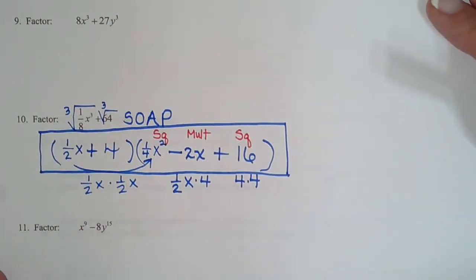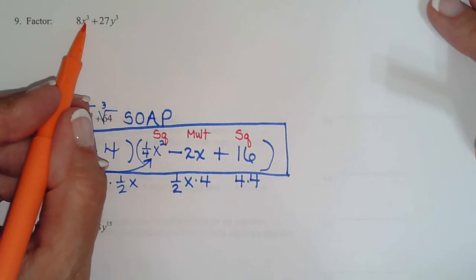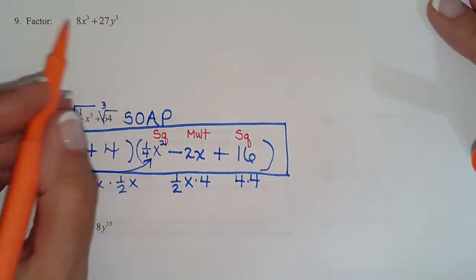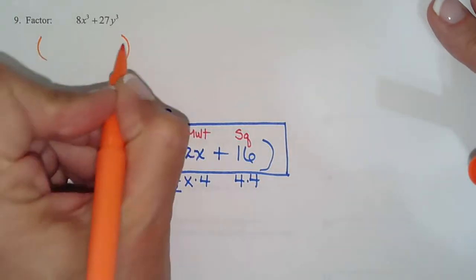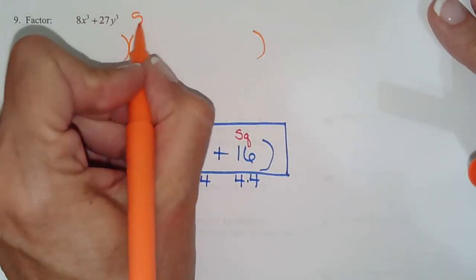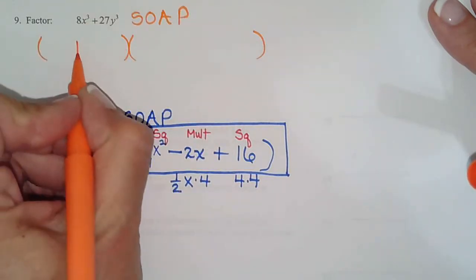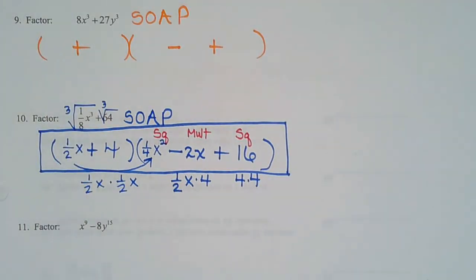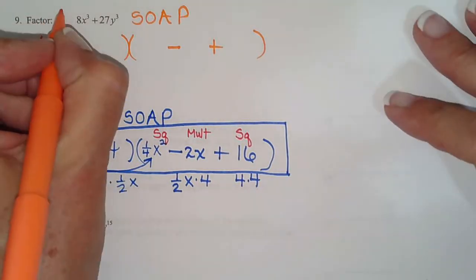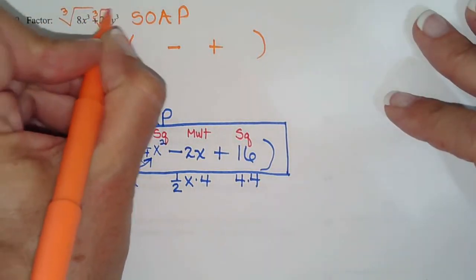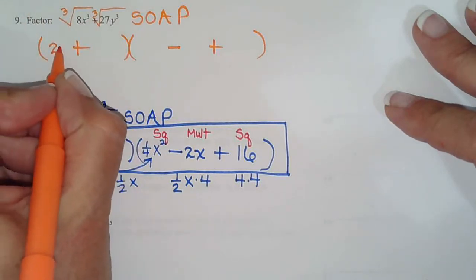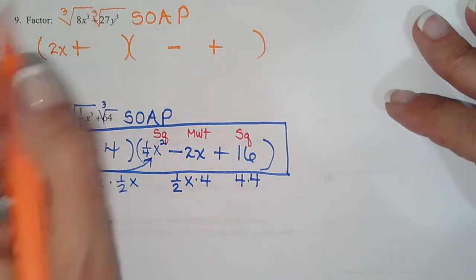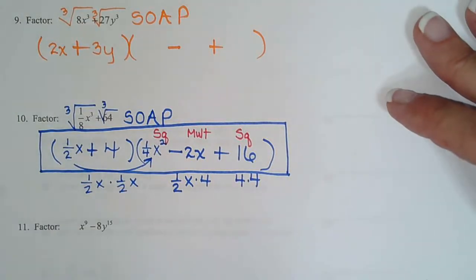Okay, so we need to verify that they're cubes. 2 times 2 times 2, x times x times x, 3 times 3 times 3, y times y times y. And it doesn't matter whether it's plus or minus. So we have cubes here. And then we do SOAP for our signs. Same, opposite, always positive. And we look at the original problem sign. So everybody good so far? Then we take cube roots. So 2x, because 2x times 2x times 2x is 8x cubed, and 3y, because 3y times 3y times 3y is 27y cubed.